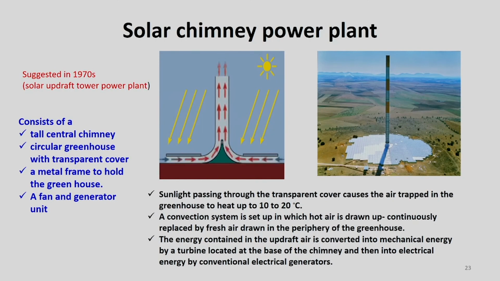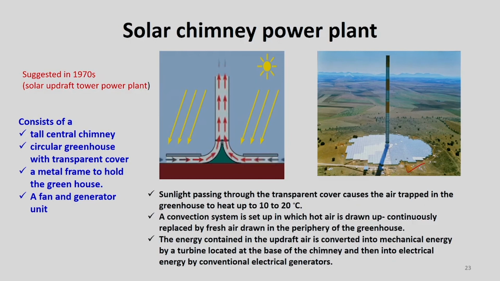And this is something called a solar chimney power plant. As you can see, this is a very tall chimney and this is one turbine, and these are the greenhouse. Solar radiation is falling on the greenhouse and then there is a draft, and then this turbine rotates and electricity can be generated. So, an actual installation looks something like this.